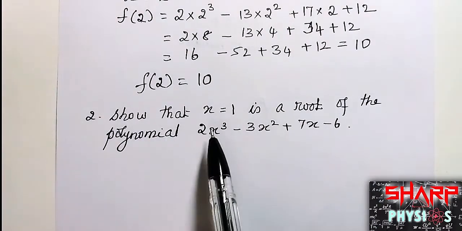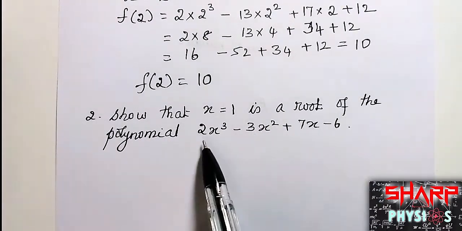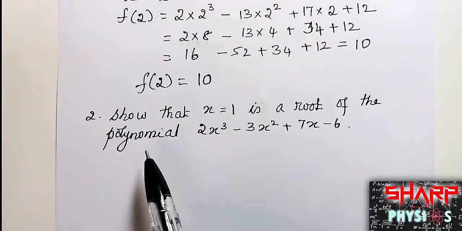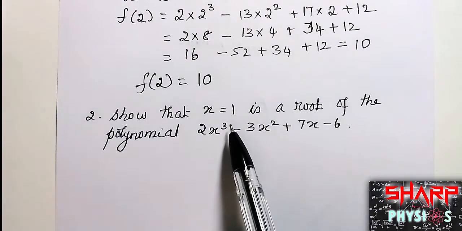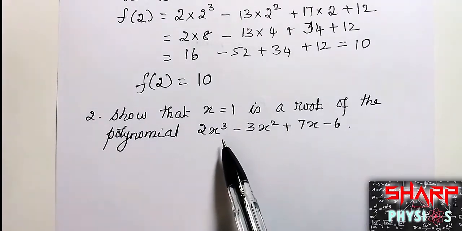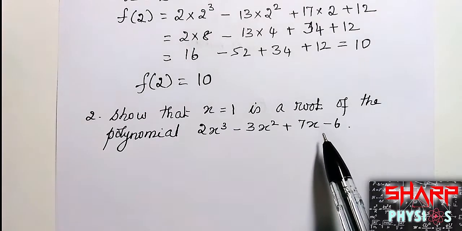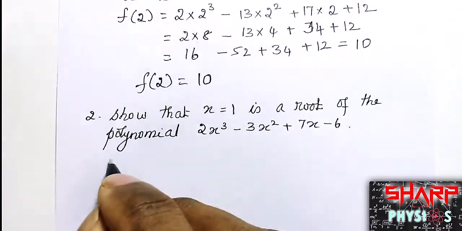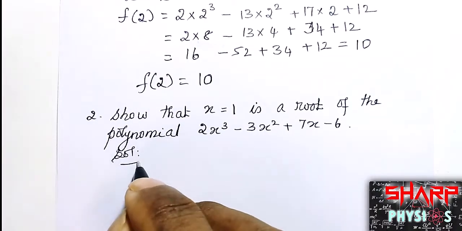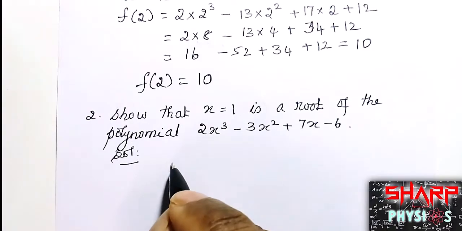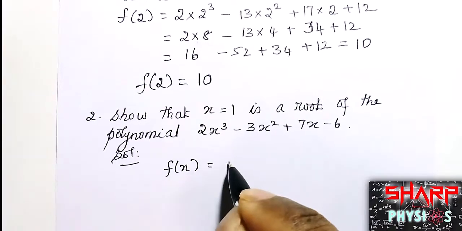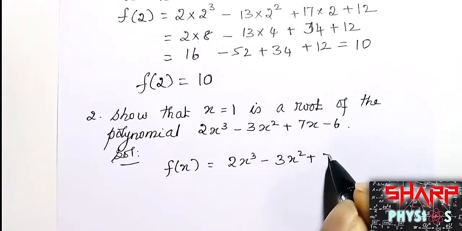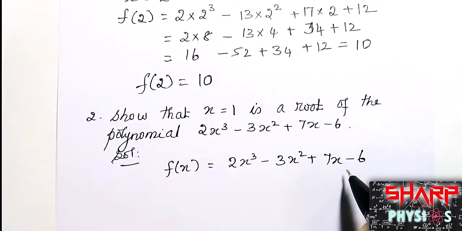Show that x is equal to 1 is a root of the polynomial 2x cube minus 3x square plus 7x minus 6. Again I repeat, show that x is equal to 1 is a root of the polynomial 2x cube minus 3x square plus 7x minus 6. So we will solve it. We will consider f of x is equal to 2x cube minus 3x square plus 7x minus 6.